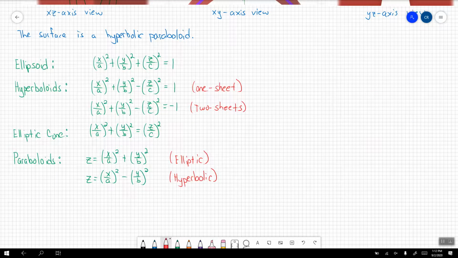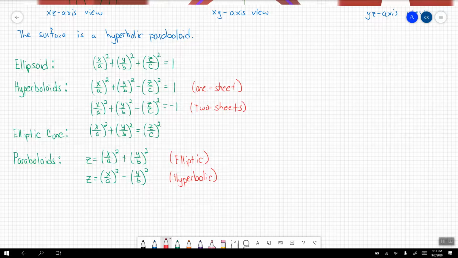All right, so here we are. By the use of internet magic, these are now the common surfaces that we will be looking at when we're working in multivariable moving forward. We're either going to be working with an ellipsoid, hyperboloids, either a hyperboloid of 1 or a hyperboloid of 2 sheets, or an elliptic cone.